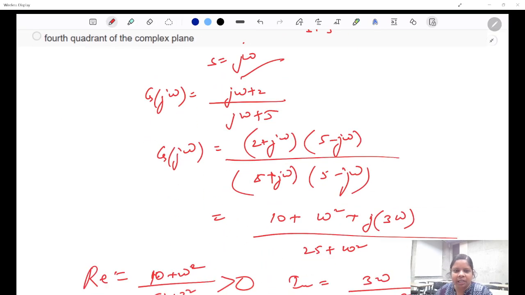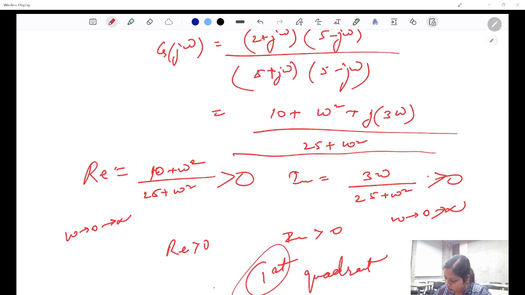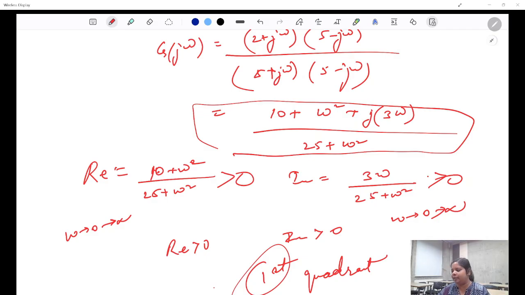rid of any j in the denominator, so that you get a transfer function of this form, where you have a real part and an imaginary part, and the denominator should be free from any complex terms. So from here, what is the real part? It is 10 upon omega square upon 25 upon omega square. And what is the imaginary part? 3 omega upon 25 plus omega square, right?